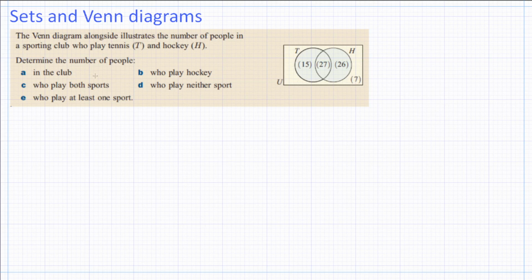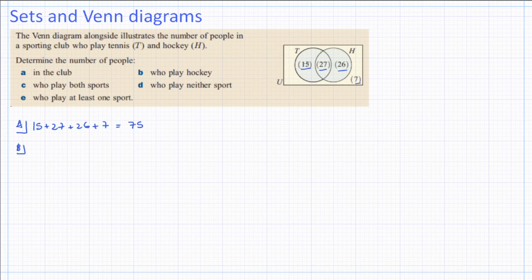Determine the number of people in the club. So, number of people in the club, well, I've got 15 plus 27 plus 26 plus 7, which would be 75. And there you go, just add up those numbers.